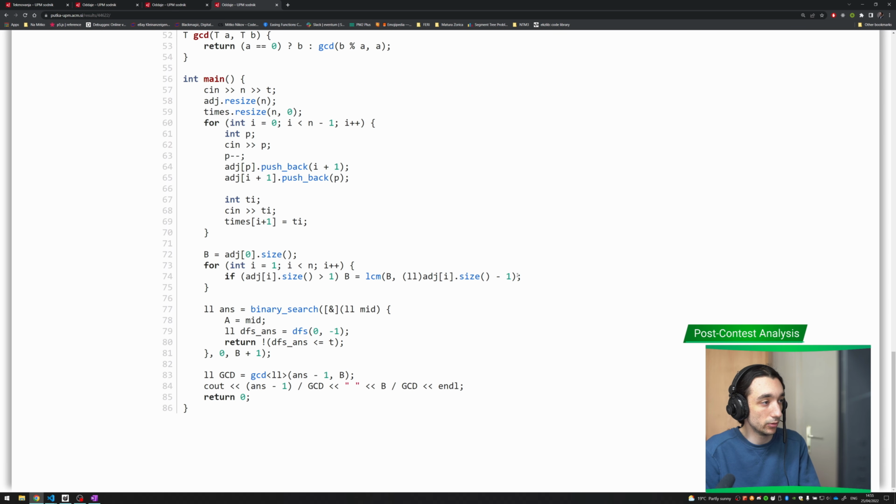And weirdly enough, if you take a look at my solution, it is exactly what I do. I take the LCM of how many children this node has, minus 1. Why minus 1? Because this adjacency counts the parent as well. Only the root does not have a parent.